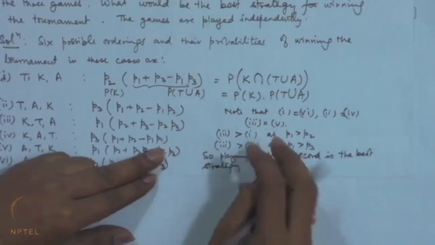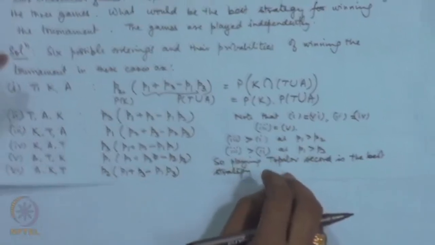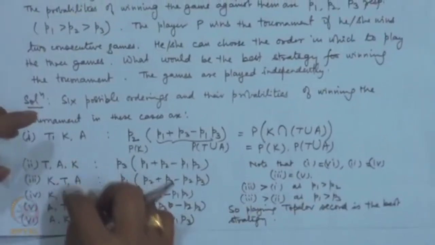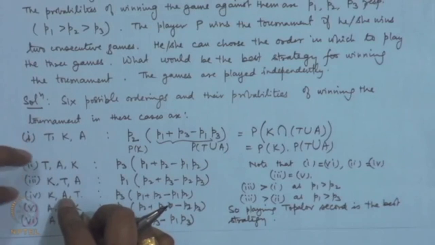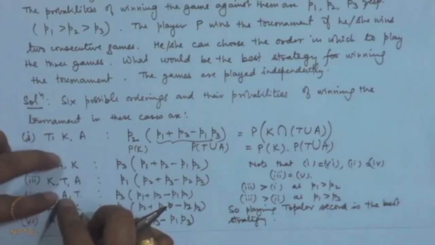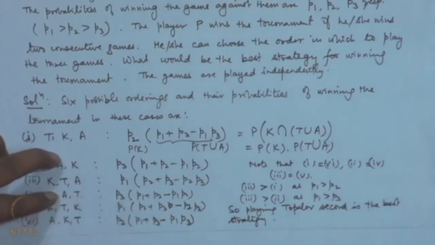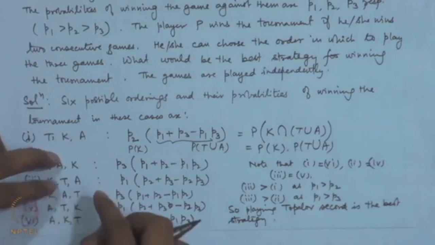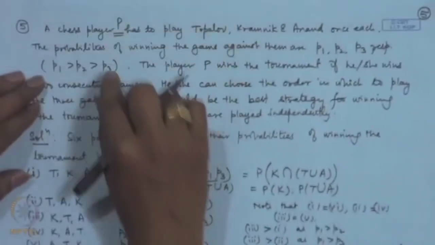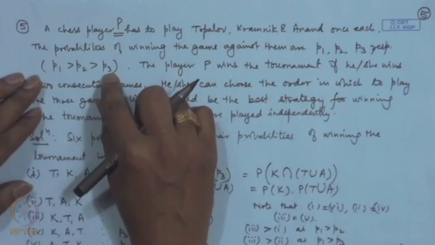On the other hand, in fact, if you play Anand in the middle, then that is the worst strategy, because 2, 4 is the smallest value here, because he is the strongest player according to the probabilities of winning against are given.